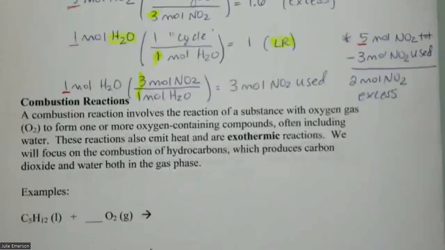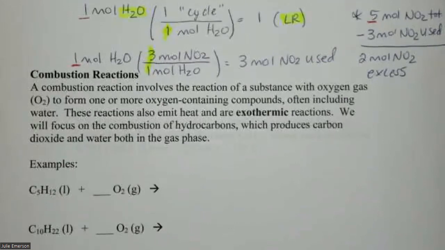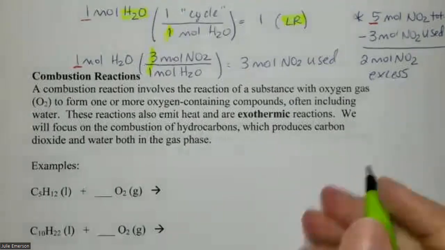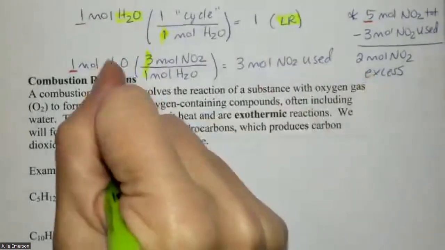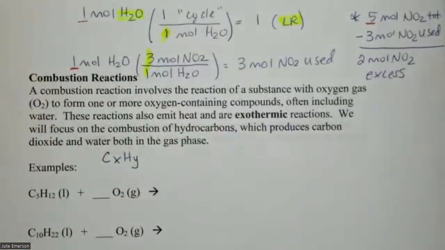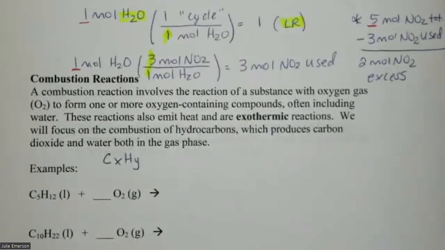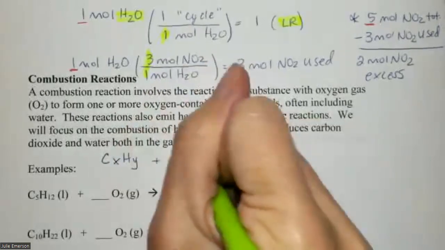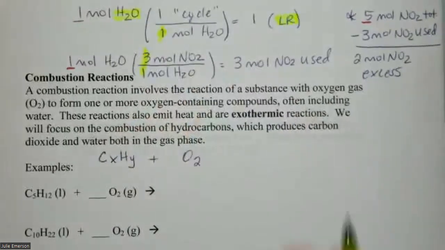So combustion reactions, I think, are the easiest of the types. In a combustion reaction we have some kind of hydrocarbon, hydrogen and carbon. Hydrogen is second because it's not an acid, so it's not written first. We react the hydrocarbon with O2 from the air. That's our fuel for fire.